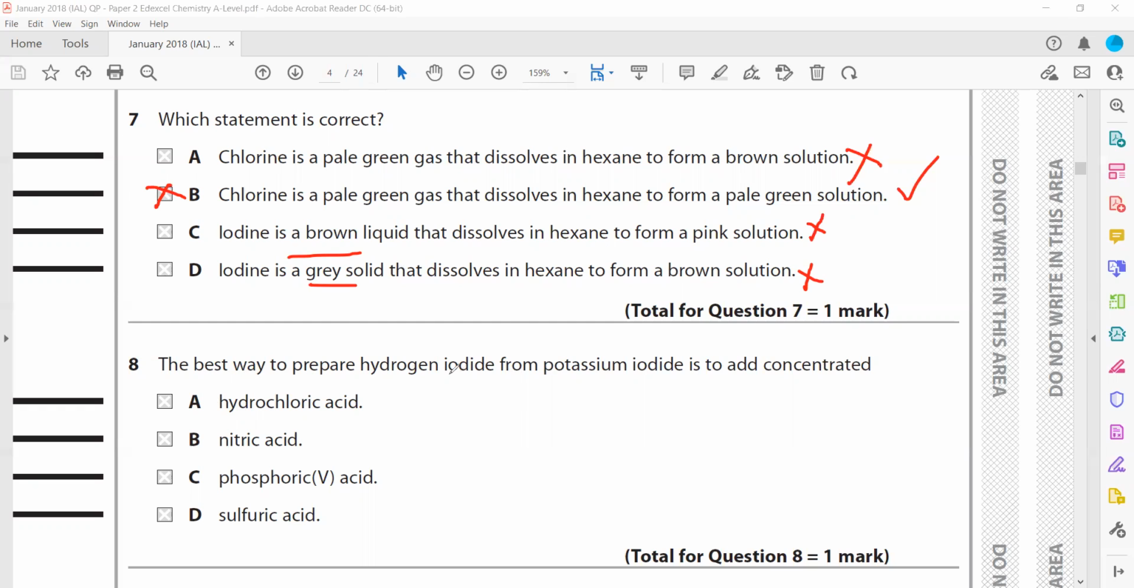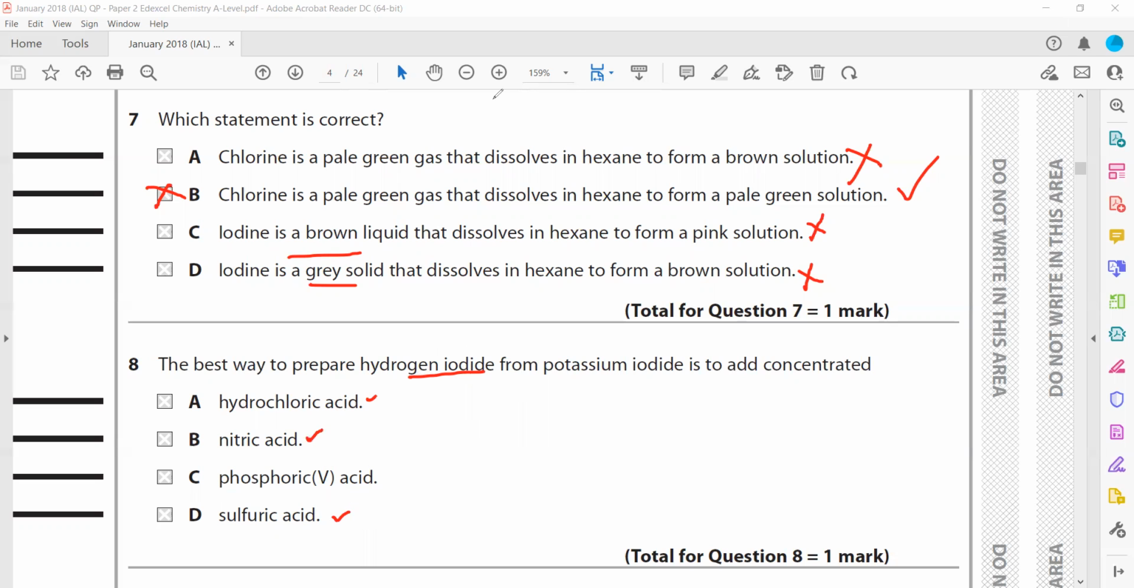The best way to prepare hydrogen iodide from potassium iodide is to add which substance? Hydrochloric acid, nitric acid, sulfuric acid or phosphoric acid. Which one should we add? Because iodide is a good reducing agent, if we use hydrochloric acid, nitric acid or sulfuric acid, it won't work.